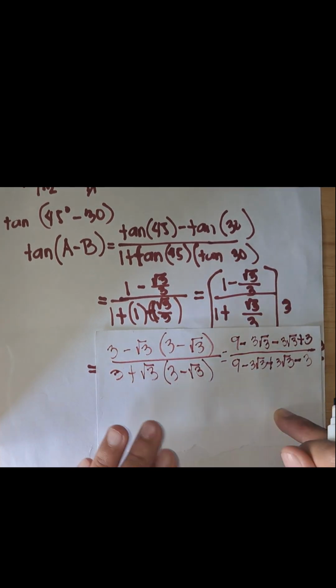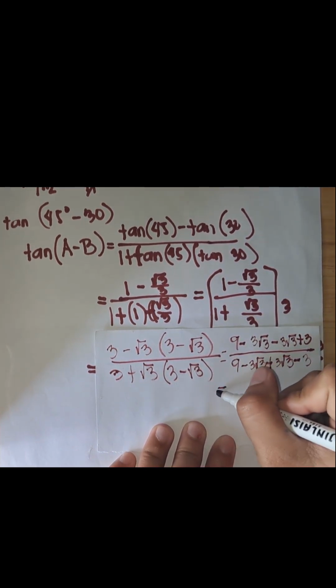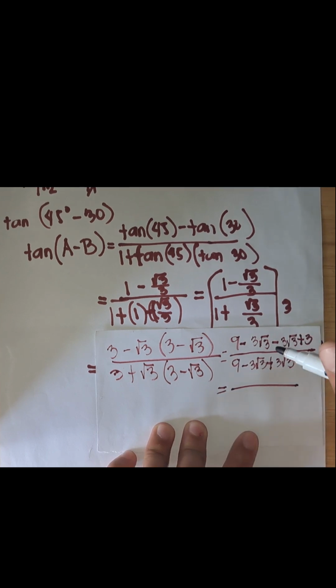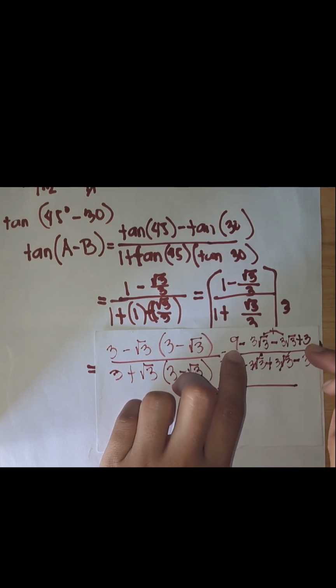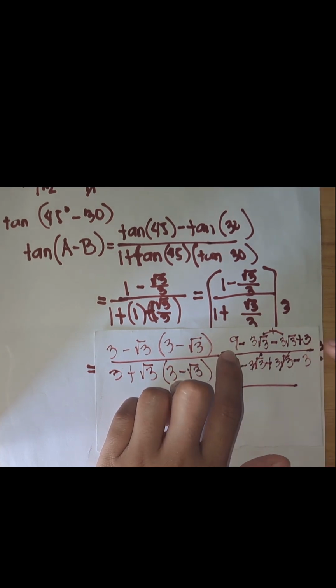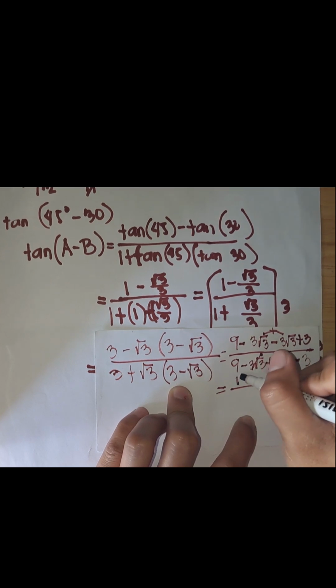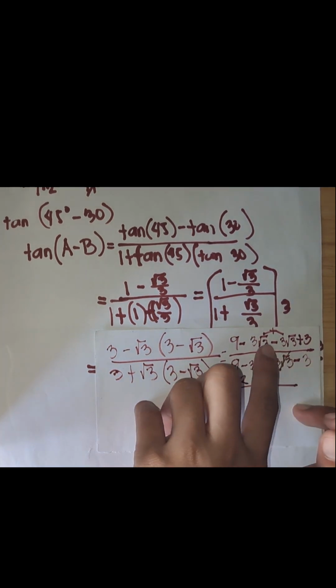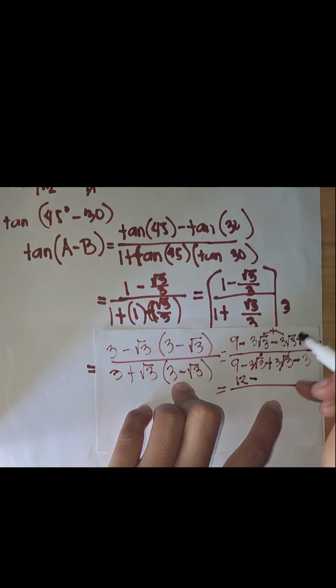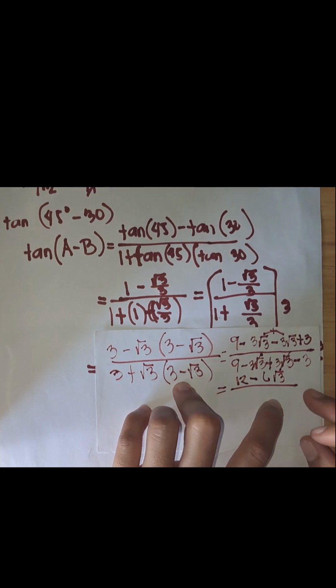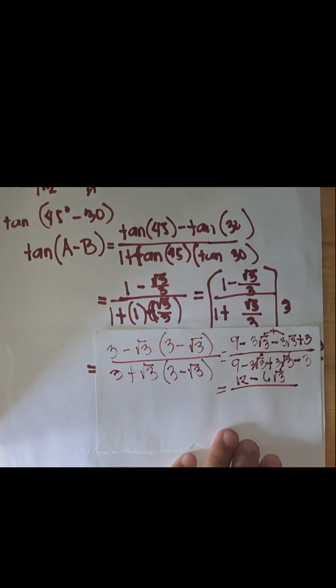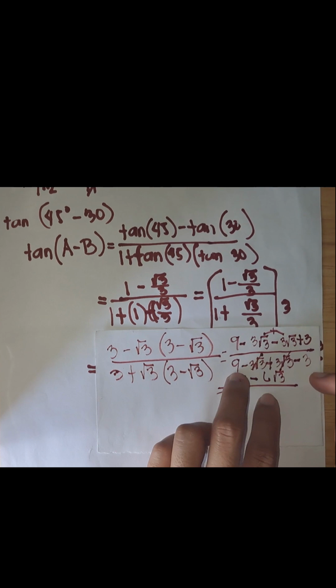To make it the simplest answer, we need to cancel the 3 root 3 terms and add like terms. In the numerator we have the same sign, so positive 9 plus positive 3 is 12. Then negative 3 root 3 plus negative 3 root 3 is negative 6 root 3. Copy the root because it's the same.